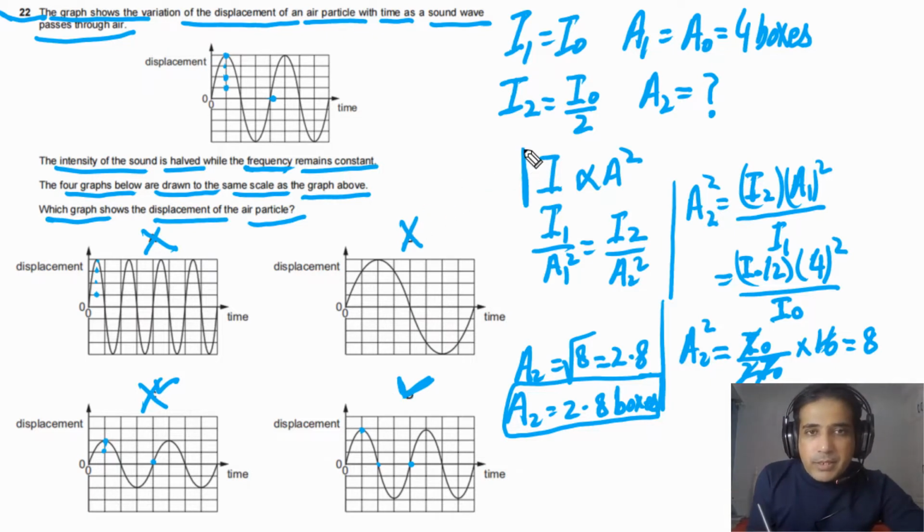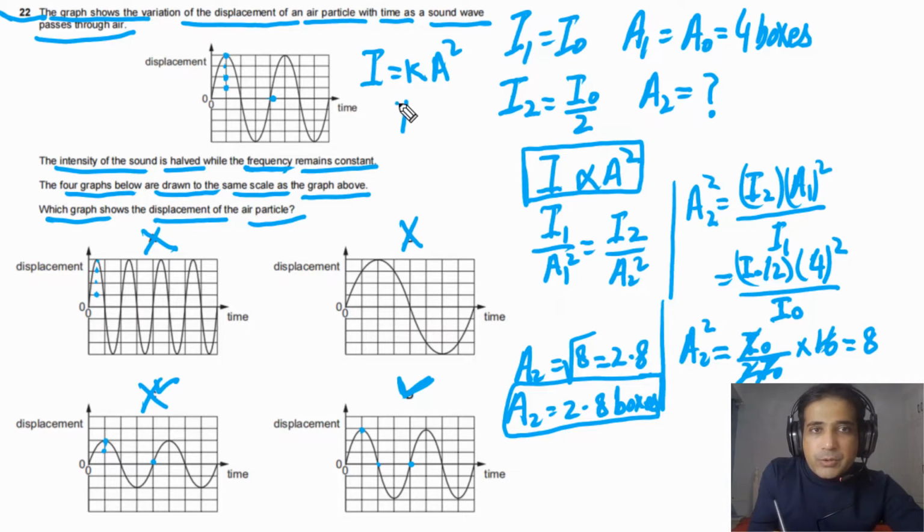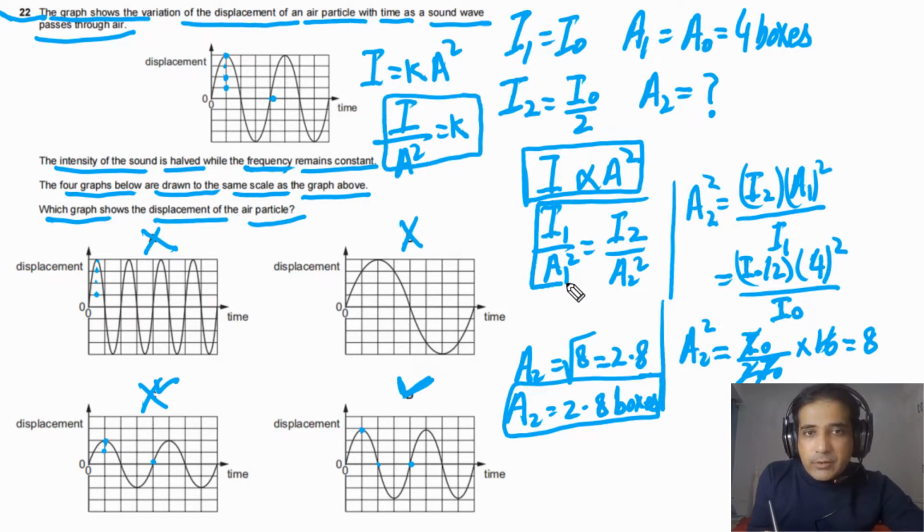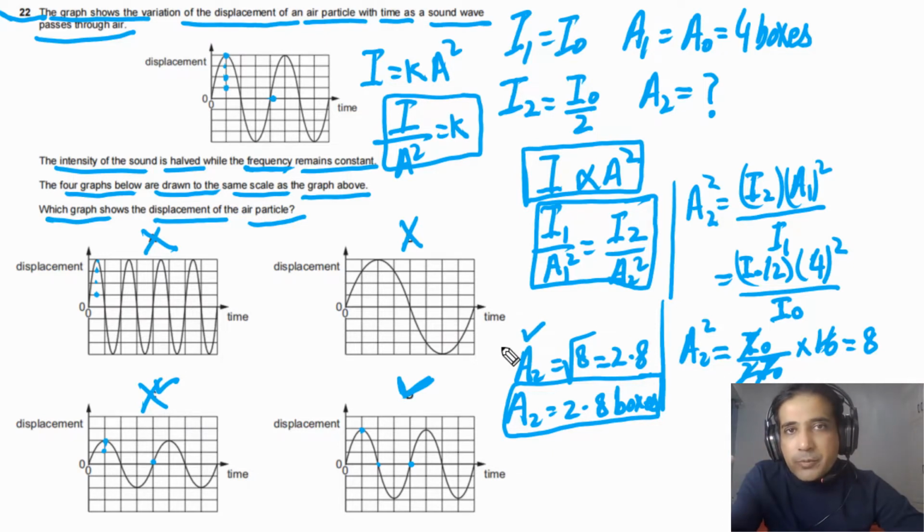Simply you need to understand intensity is directly proportional to amplitude square. Then as I is directly proportional to amplitude square, you can write I is equal to k times A square. So the ratio between intensity and amplitude square is equal to a constant, and this is true for both waves. That's the reason we have written I1 over A1 square is equal to I2 over A2 square, and then we can simplify and find the value of A2. This is a very common approach. You need to understand how to use this approach.